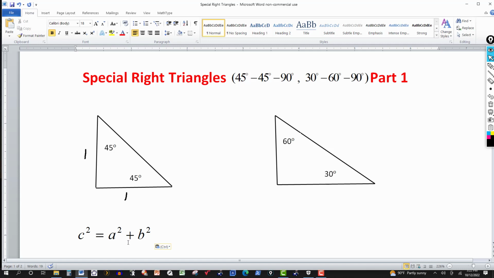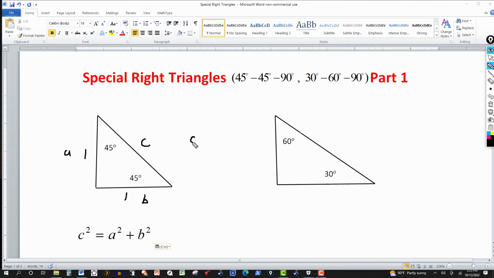Pythagorean theorem. So C is always the length of the hypotenuse, which is the longest side of the triangle, always opposite the largest angle, which is 90 degrees. And then this side is A, and this side is B. Those are the legs of the triangle. And I know then from this formula that the square of the hypotenuse is always the sum of the squares of the other two sides.